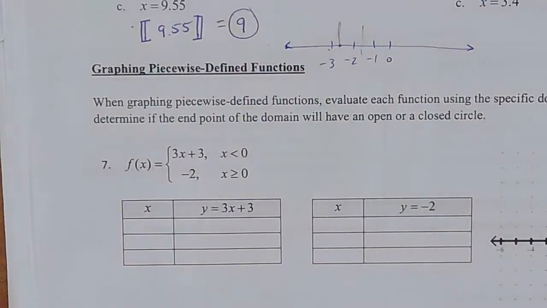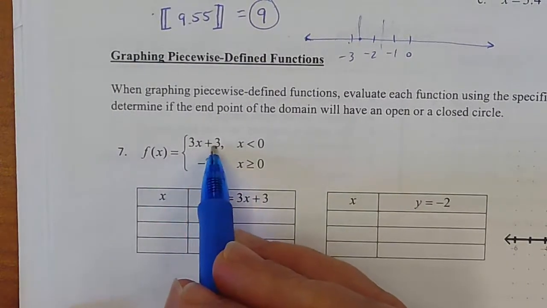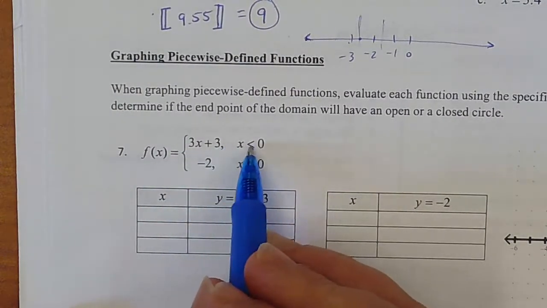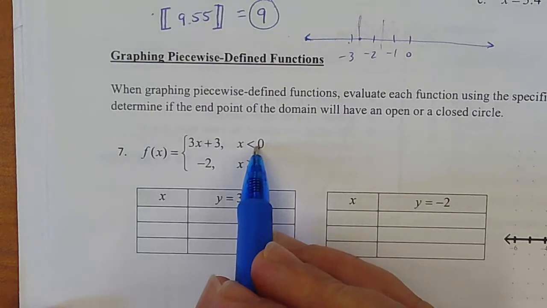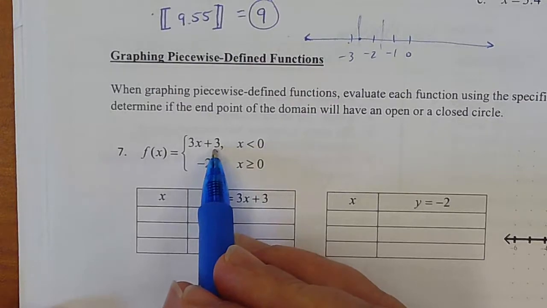Okay, so piecewise functions, it's really just two graphs in one, and they're usually kind of like chopped off because there's a restricted domain. So we're not graphing 3x plus 3 for all numbers, or negative infinity to positive infinity. It's from 0 down to negative infinity. Okay, so the graph is going to be kind of chopped off.